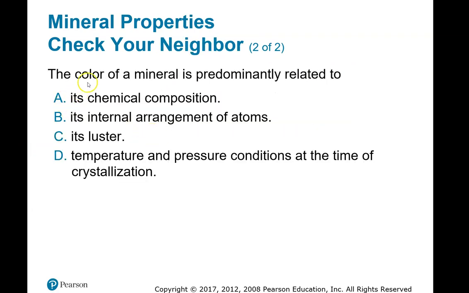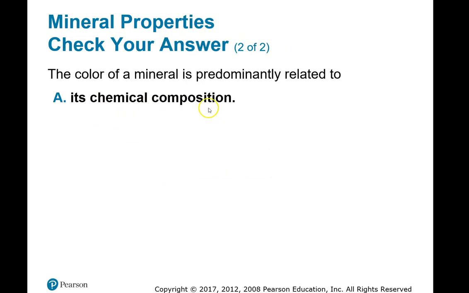All right, let's move on. The color of a mineral is predominantly related to what? Is it going to be chemical composition, internal arrangement, the luster, or the temperature and pressure conditions at the time of composition? It's actually the chemical composition.